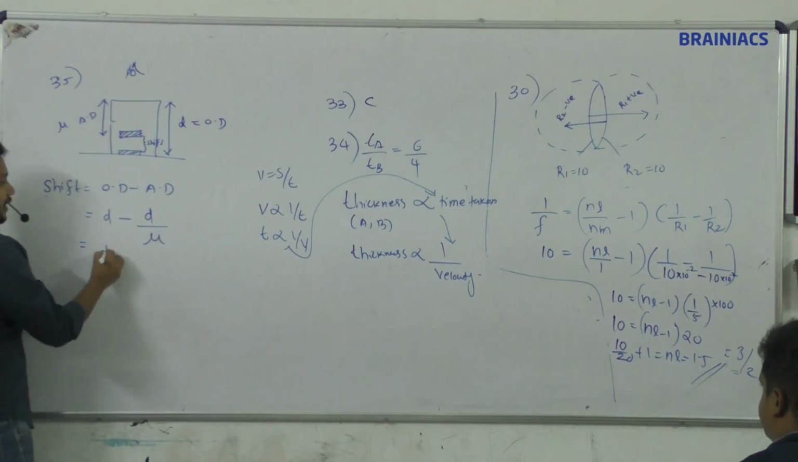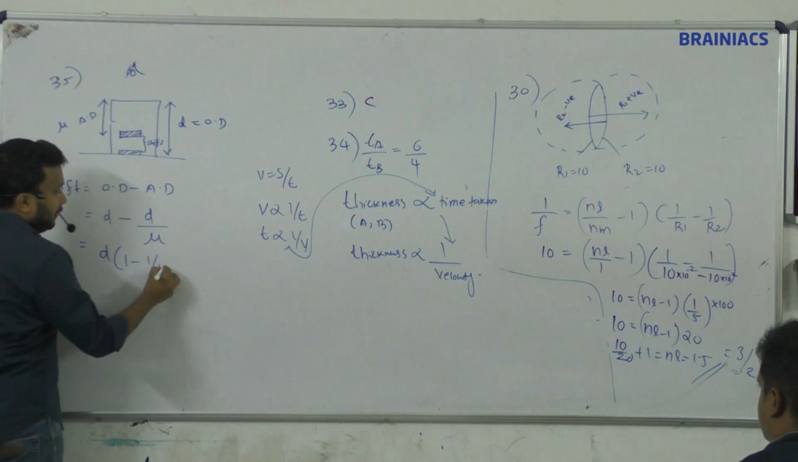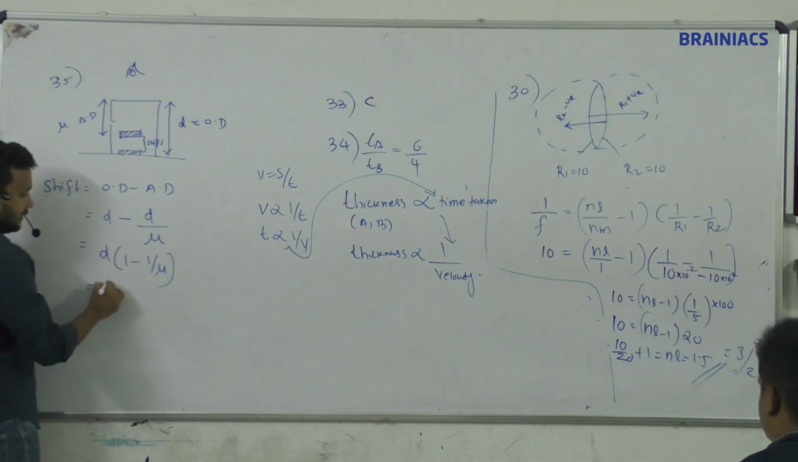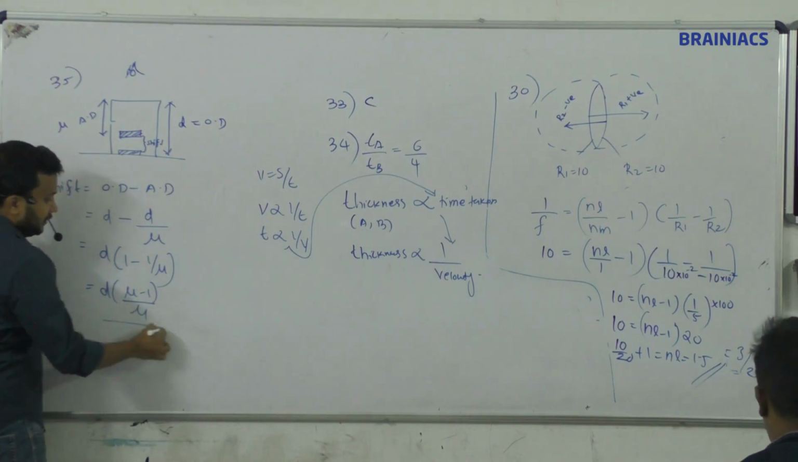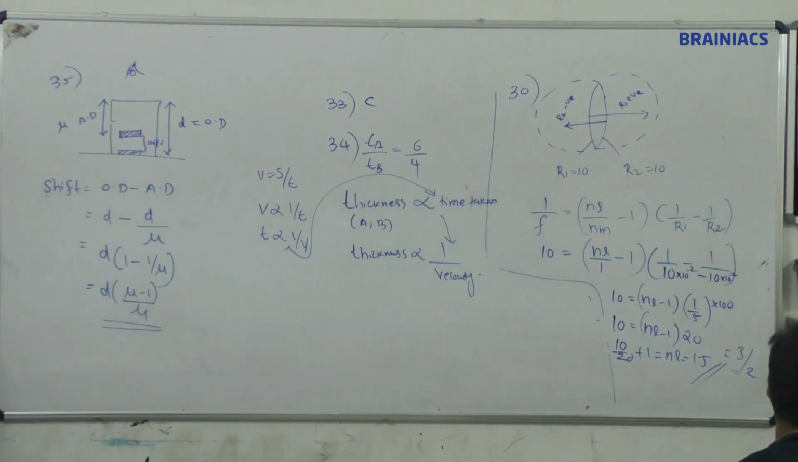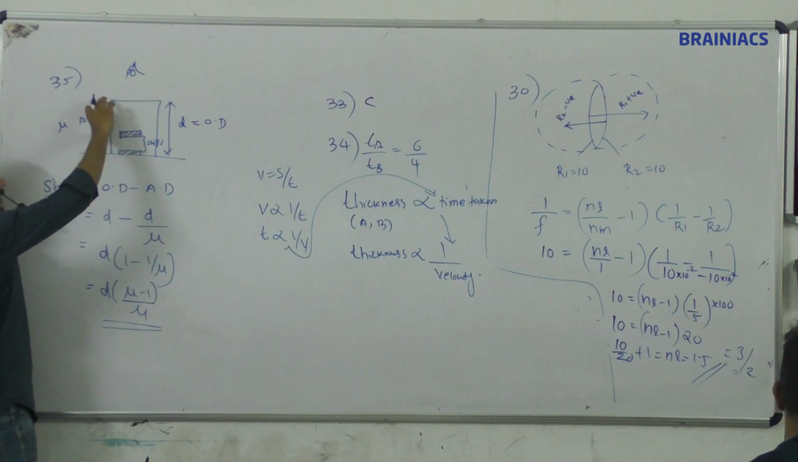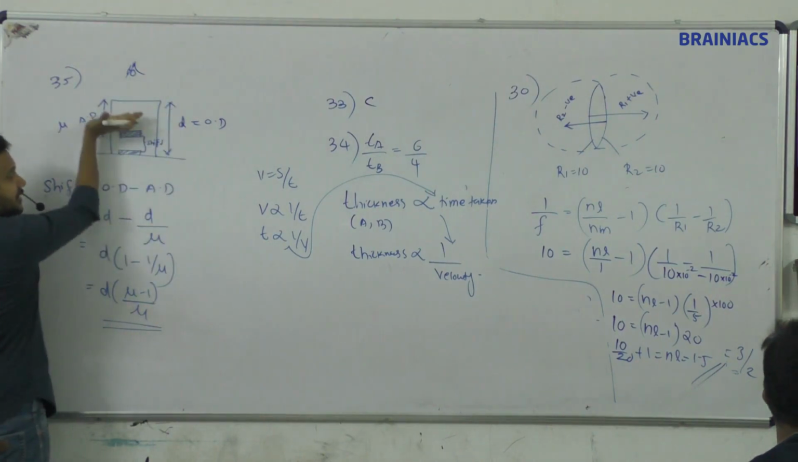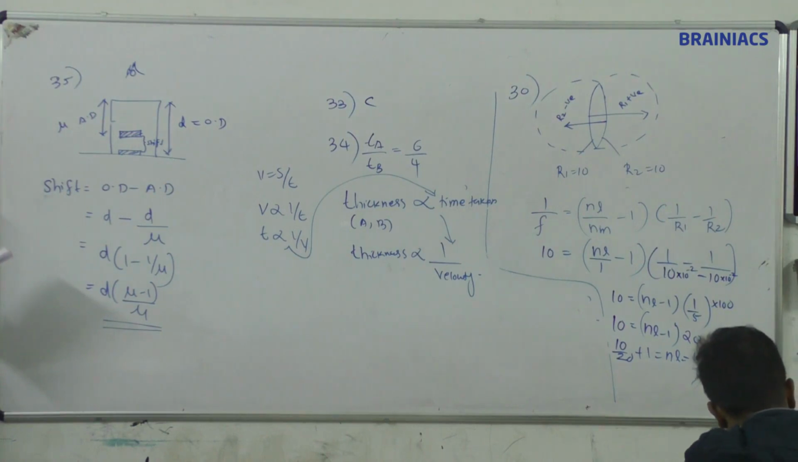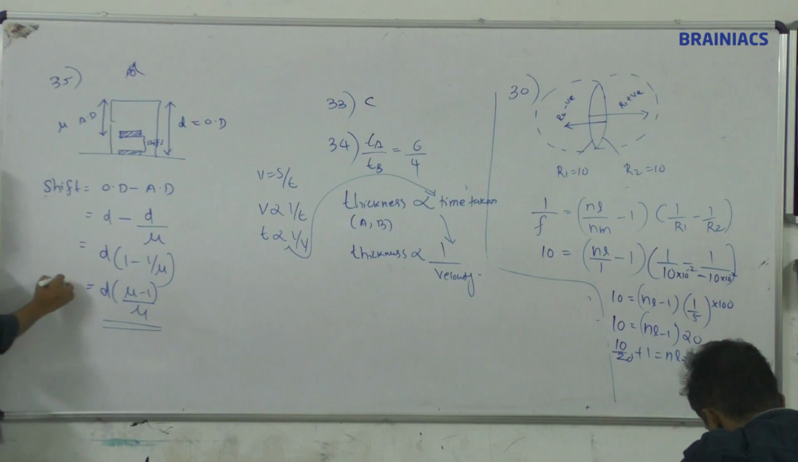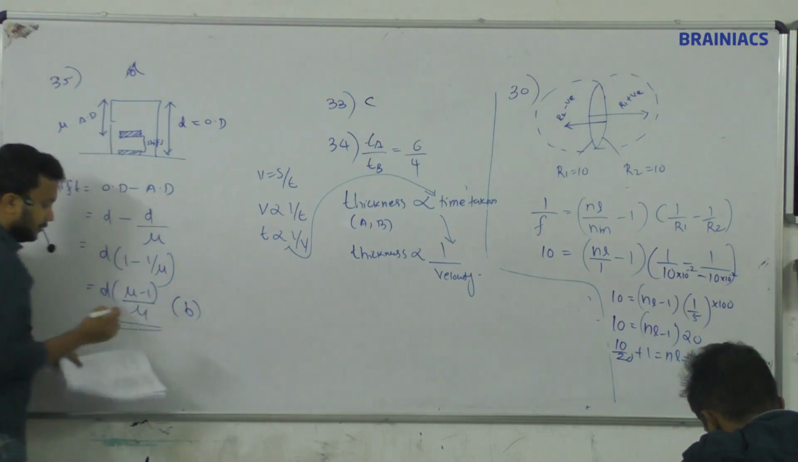So d is taken outside. 1 minus 1 by mu. I think this already we discussed. Mu minus 1 divided by mu is the right answer. This is apparent depth, shift. This is original depth. How much it is raised? Original depth minus apparent depth. So we got the answer. 35, mu minus 1. Option B. Option B is the right answer.